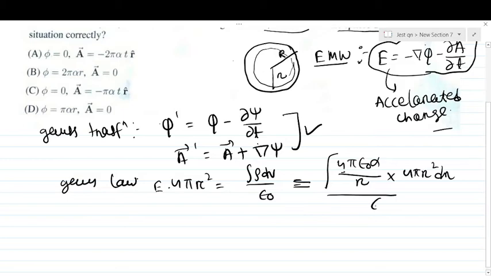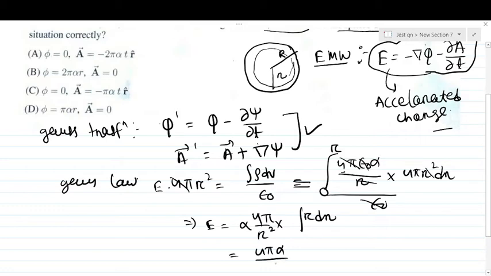So r cancels, and here 4 pi cancels. That implies the electric field is equal to 1 by r square, and the integration is inside the sphere, so 0 to r. Take 4 pi alpha common, epsilon cancels, and remains r dr, giving 4 pi alpha by r square by 2. So this is 2 pi alpha r.